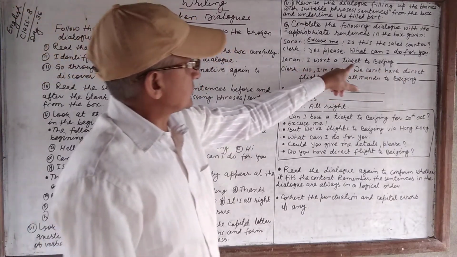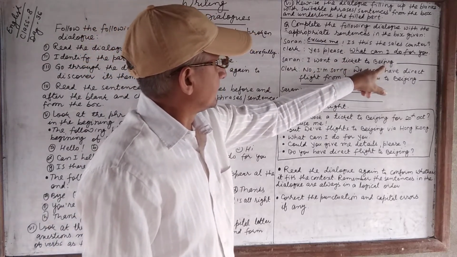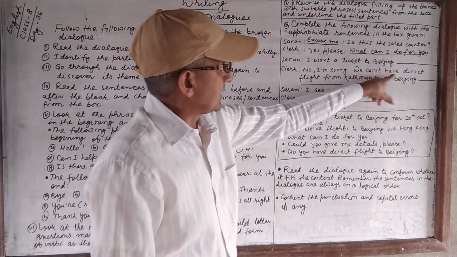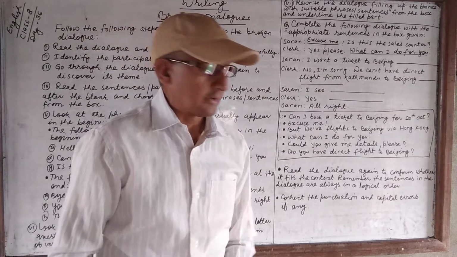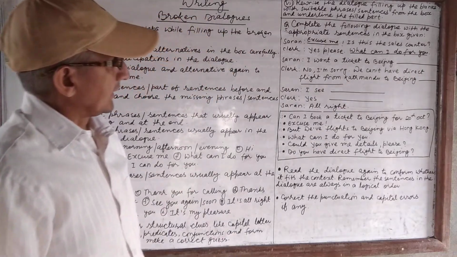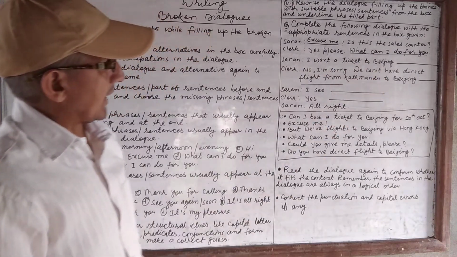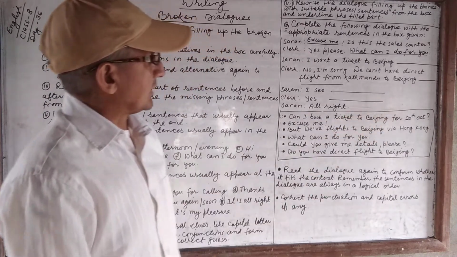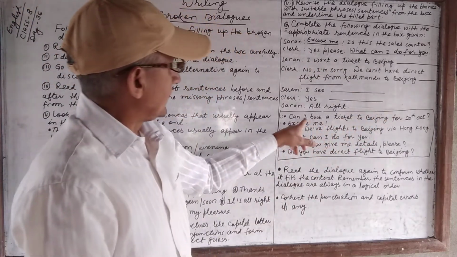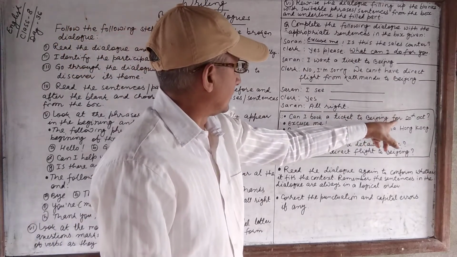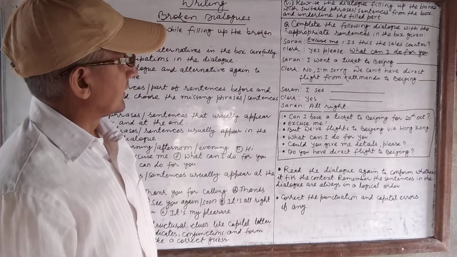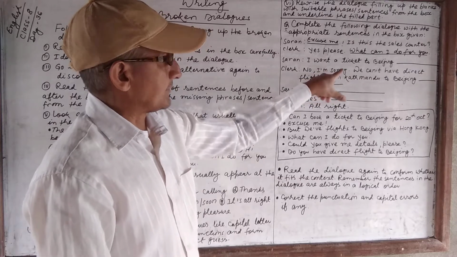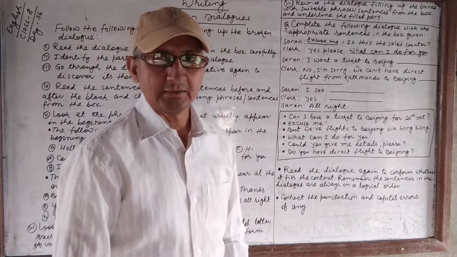Now let's see another blank. I want a ticket to Beijing. The sentence before the blank. No, I am sorry. We can't have direct flight from Kathmandu to Beijing is the sentence after the blank. Now read the alternatives. Okay. Can I book a ticket to Beijing for 20th October? I want a ticket to Beijing. Can I book a ticket to Beijing for 20th October? And after the blank there is no, I am sorry. Okay? So this sentence will not fit here.